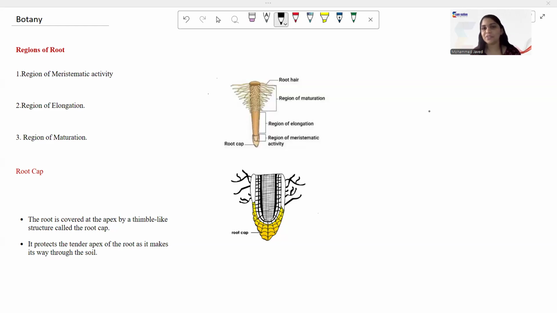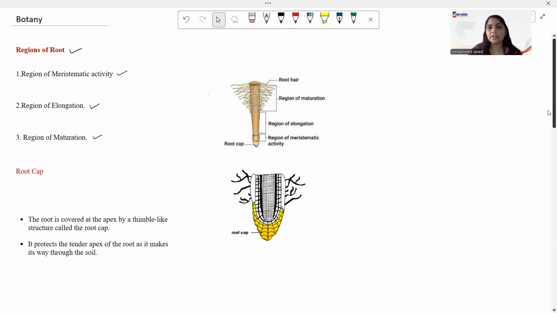Hello and welcome, students. Today, we are discussing an important topic from the chapter Morphology of Flowering Plants from your class 11 portion. Here, today we'll understand regarding the regions of root. There are mainly three regions of root, that is, region of meristematic activity, region of elongation, and region of maturation. So let us understand them one by one.